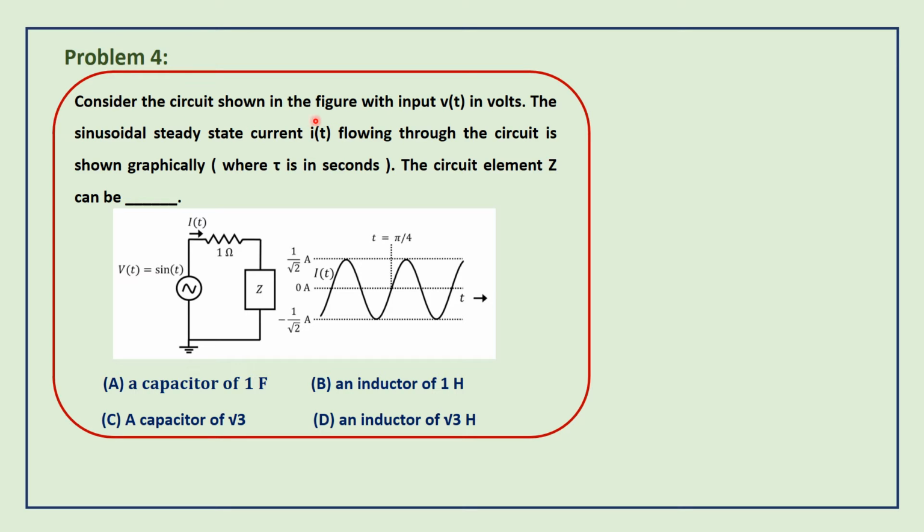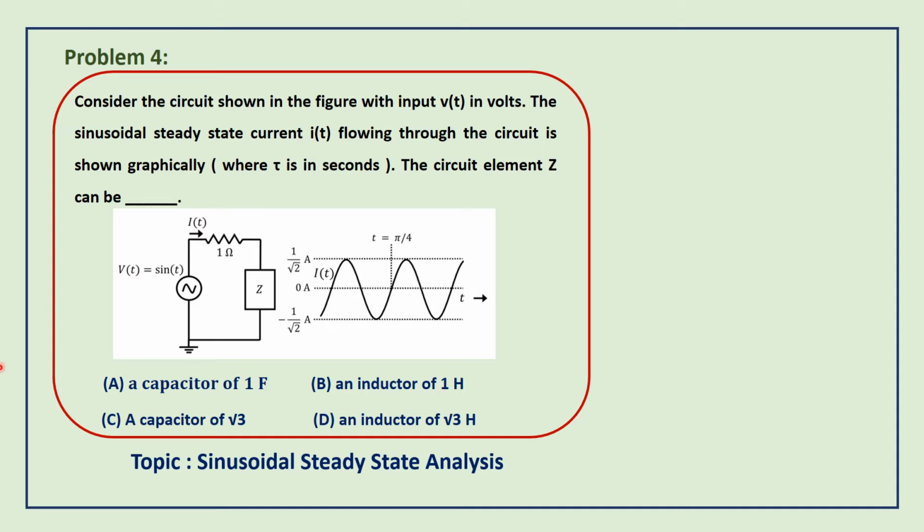Consider the circuit shown in the figure with input V(t) in volts. The sinusoidal steady state current I(t) flowing through the circuit is shown graphically, where τ is in seconds. The circuit element Z can be dash. Four options are given for Z. We need to find out whether Z can be an inductor or a capacitor. Here one graphical plot is given, and with the use of this plot, we need to find out the value of Z also. This question is taken from the topic sinusoidal steady state analysis.